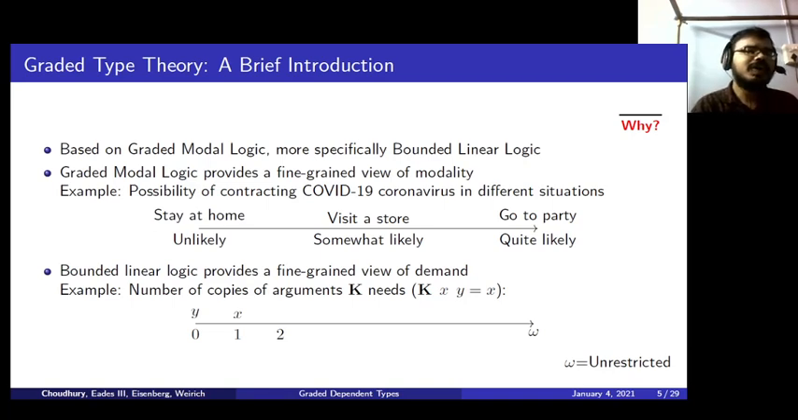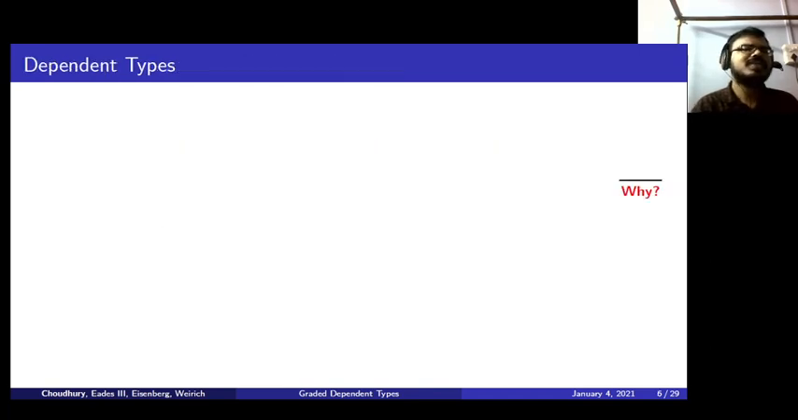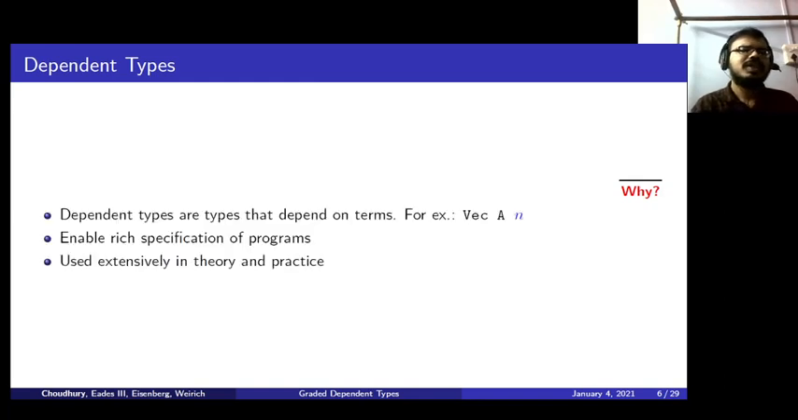Now, in our paper, we combine graded types and dependent types. Let's also look at dependent types. It's a short overview. So dependent types are types that depend on terms. They enable rich specification of programs, and they are used extensively in theory and practice. Now that we have seen graded types and also introduced dependent types, let's see why we would want to combine them.